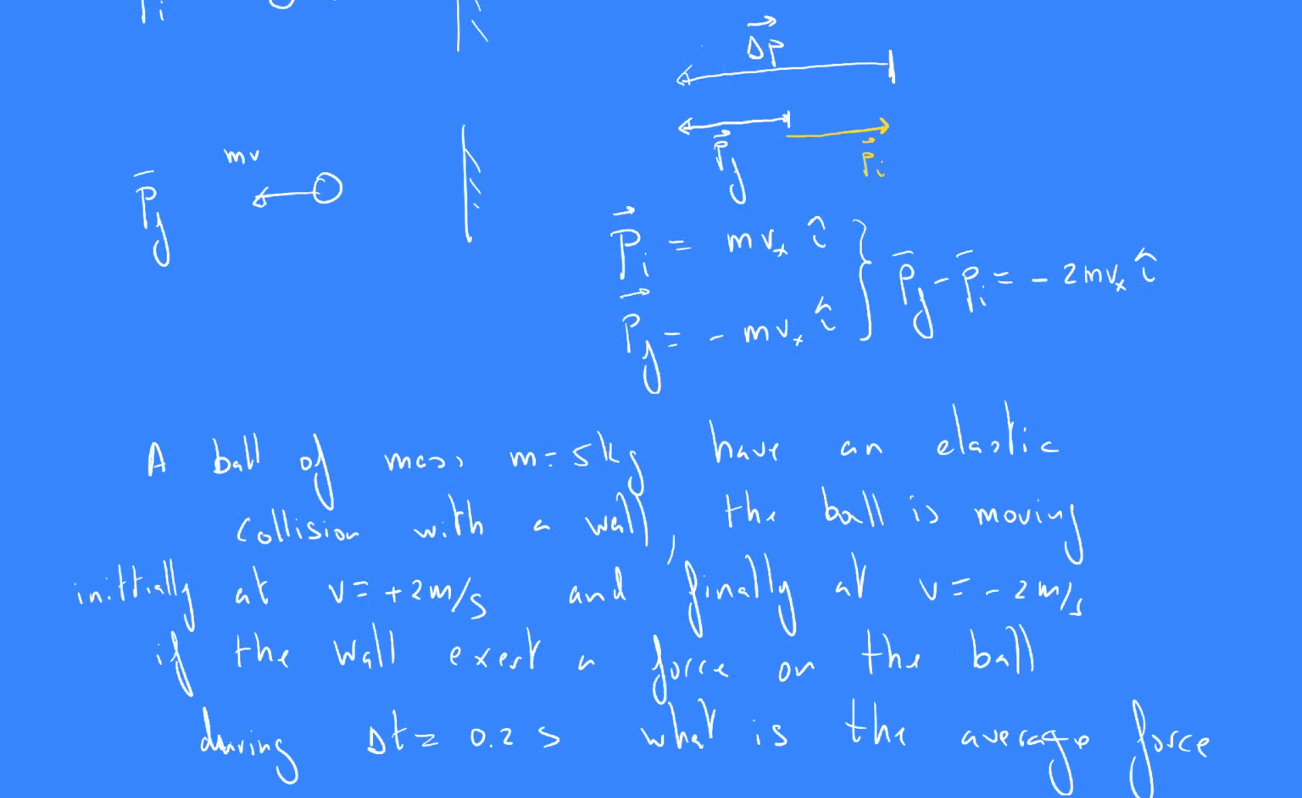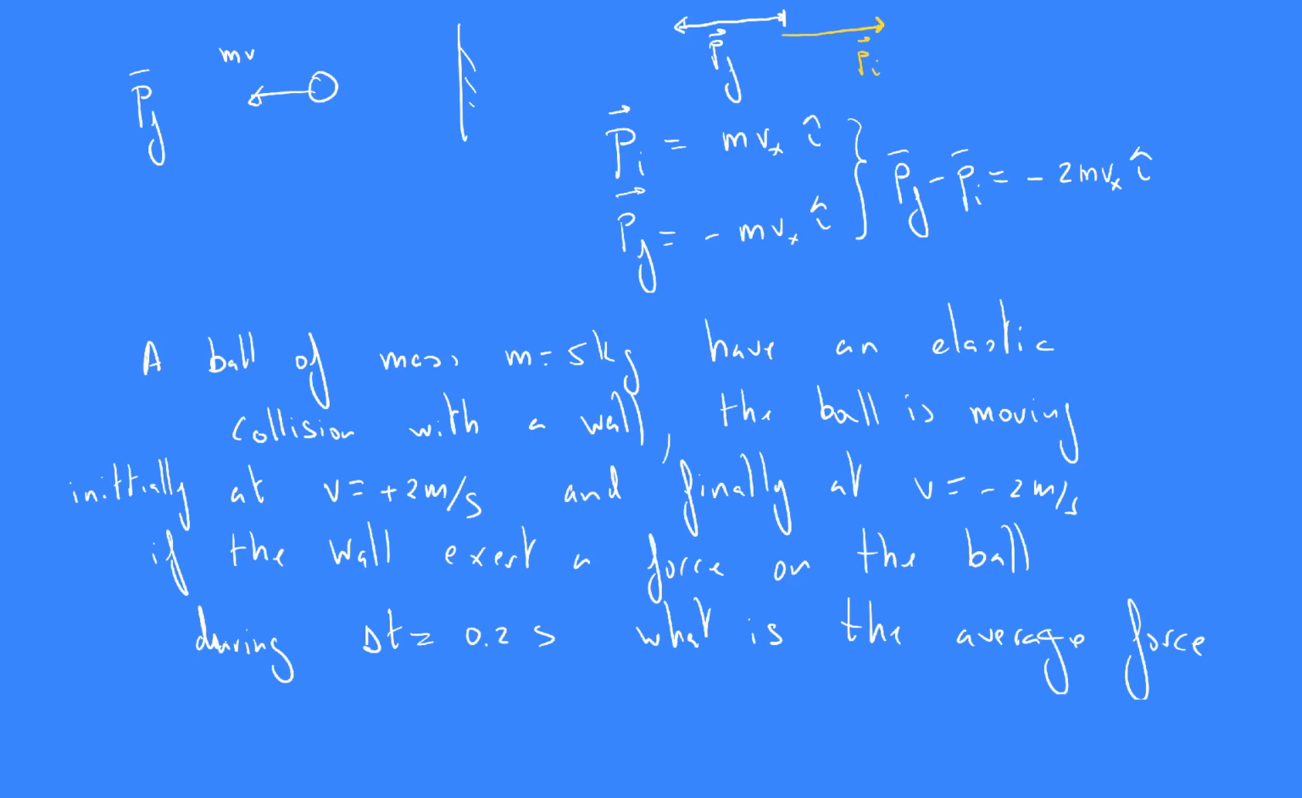So you can solve this problem, for example, and get an idea of what you will find. A ball of mass m, 5 kilograms, has an elastic collision with the wall. The ball is moving initially at a speed of 2 meters per second, but this is the velocity because it's plus 2 meters per second, going to the right. And finally, it's moving with a speed of 2 meters per second, but the velocity is minus 2 meters per second, moving to the left.